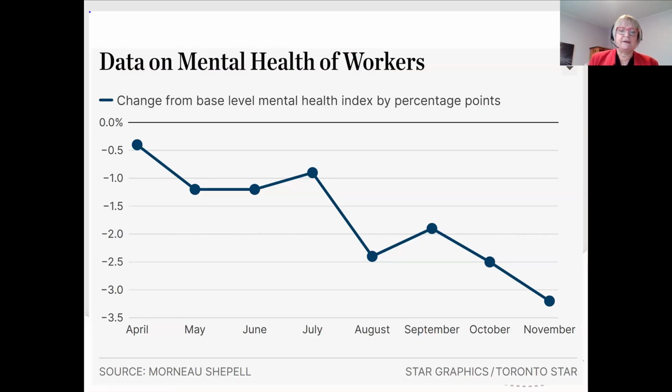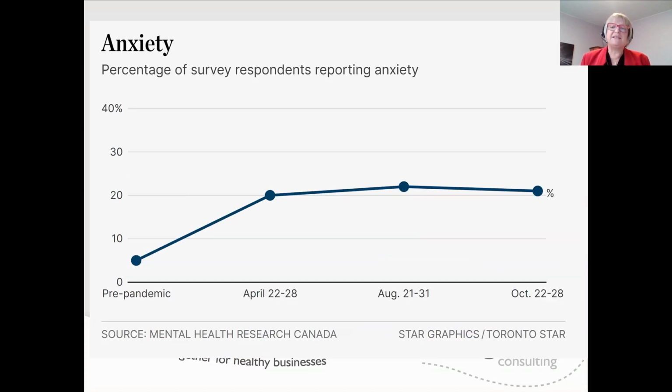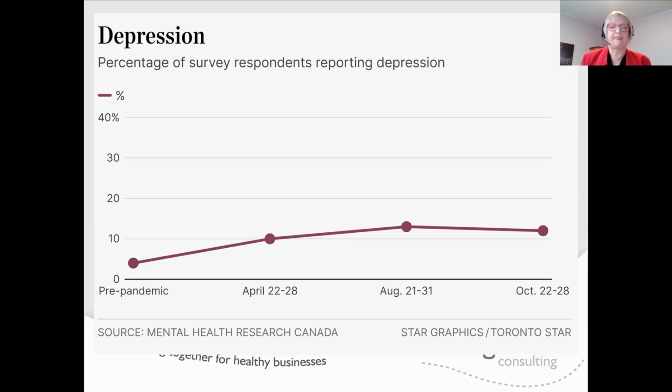Some reports from Morneau Shepell showed that the mental health of our workers declined over 2020. On a rating scale that looked at our mental health index and our feelings of being mentally well, in April we were at a minus 0.5%. But in November, those ratings went down to almost 3.5. The rates of anxiety increased from pre-pandemic, when the rates of anxiety were about 3% of employees. In October, Mental Health Research Canada rated those at almost 22% of individuals who reported anxiety. And when we look at depression, pre-pandemic, it was about 5%. And in October, it was rated at over 10%.